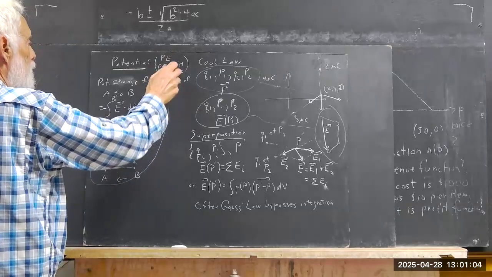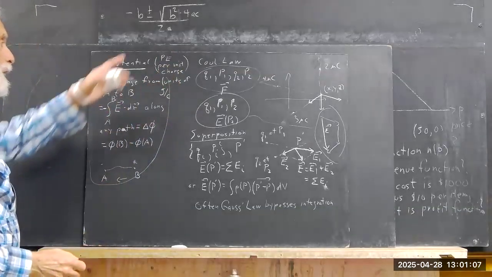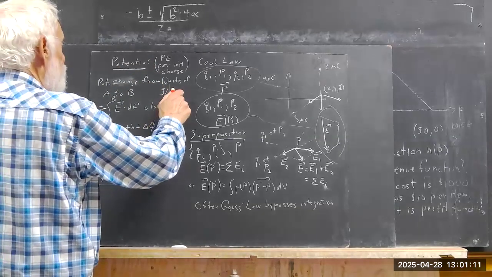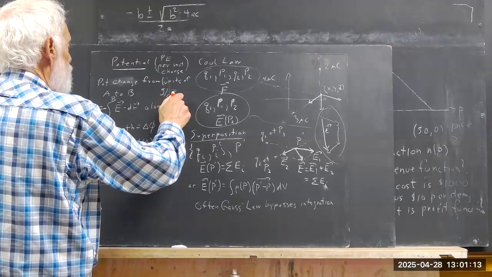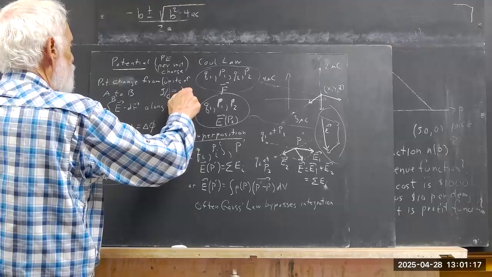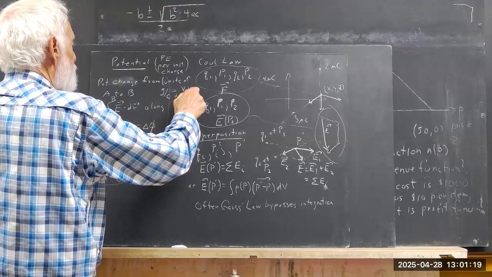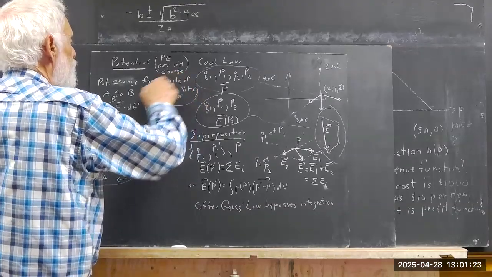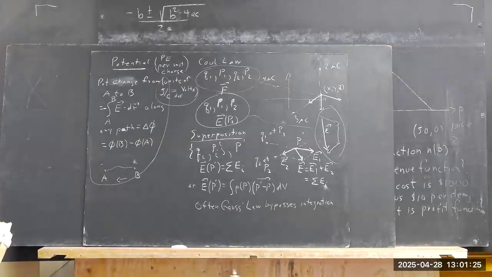Potential energy is in joules, charge is in coulombs. So potential energy per unit of charge is joules per coulomb, which equals, by definition, volts. The volt is the unit of change in potential.